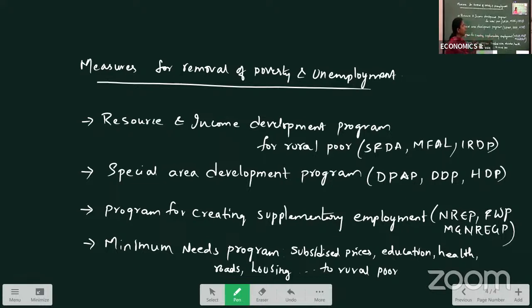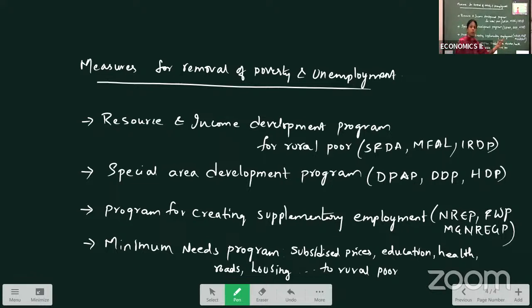Program for creating supplementary employment: for people who belong to rural areas, the youth who are educated and trained, they are creating supplementary employment programs, under which various programs were introduced, such as National Rural Employment Program, Food for Work Program, Mahatma Gandhi National Rural Employment Guarantee Program. Right? Next, minimum needs program. What are the basic needs of life? Food is the basic need. Food is provided through public distribution system at subsidized prices.